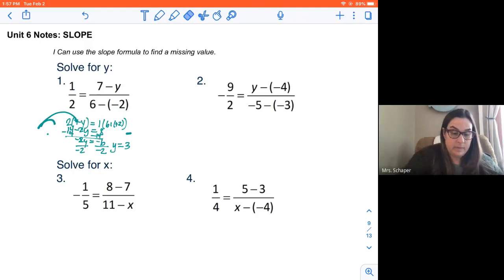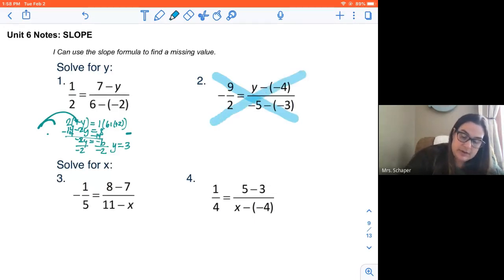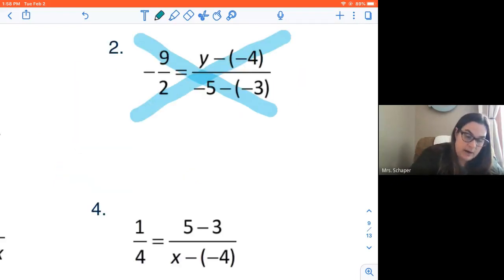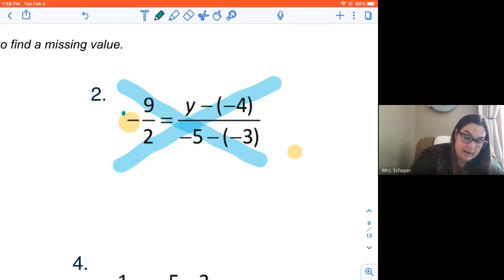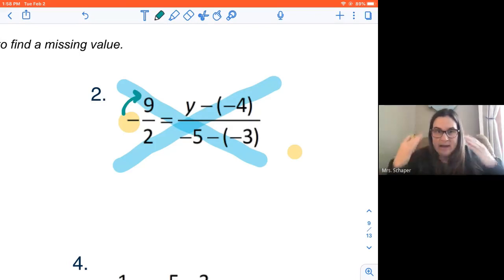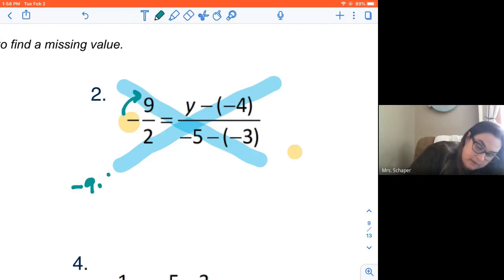Let's try another one. So we're going to take 9 times negative 5 minus negative 3, and we're going to set it equal to 2 times y minus negative 4. Now, if you notice on this particular problem, we do have a negative sign right here. When I have a negative sign, I need to apply it to either the numerator or the denominator. And what I like to do is just apply it to the numerator always, and that helps me keep things in check. So I've got negative 9 times the quantity negative 5 minus negative 3.